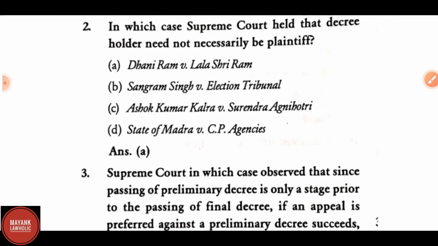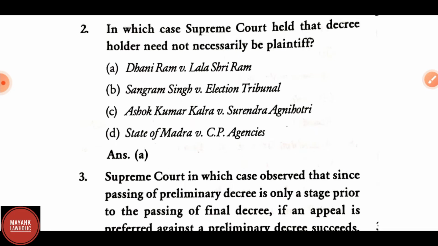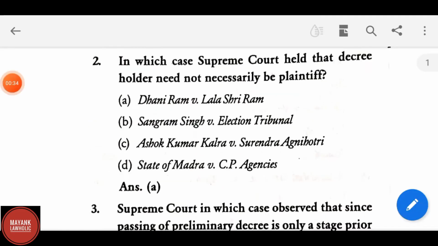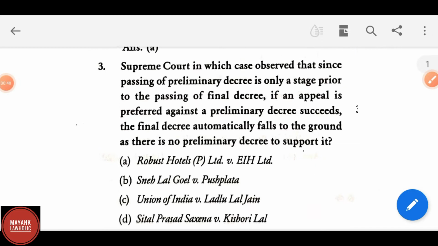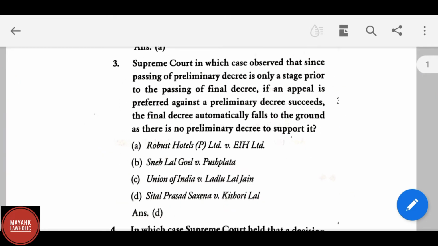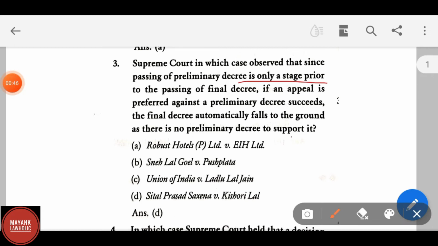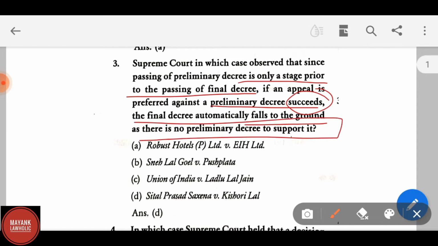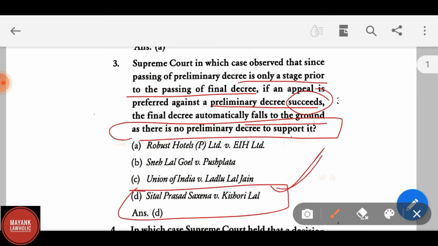In which case Supreme Court held that the decree holder need not necessarily be plaintiff? Dhaniram versus Lala Shriram. Supreme Court in which case observed that since passing of preliminary decree is only a stage prior to the passing of final decree, if an appeal preferred against a preliminary decree succeeds, the final decree automatically falls to the ground and there is no preliminary decree to support it? Correct answer is D. Seetal Prasad Saxena versus Kishori Lal.